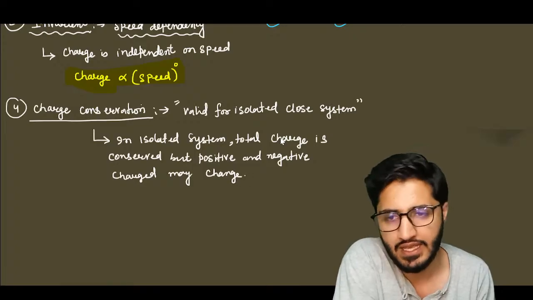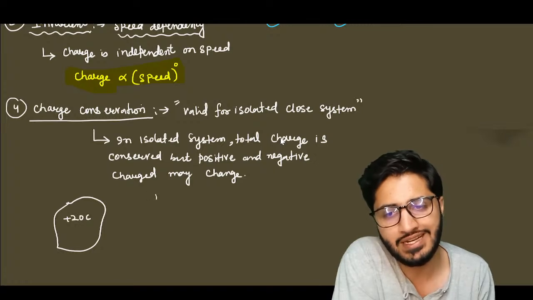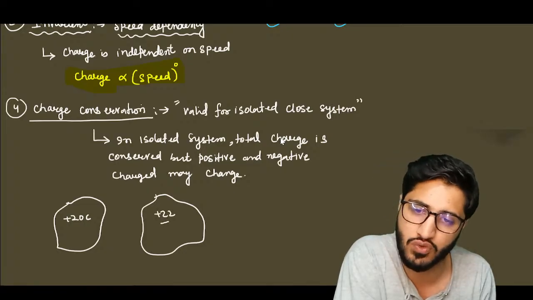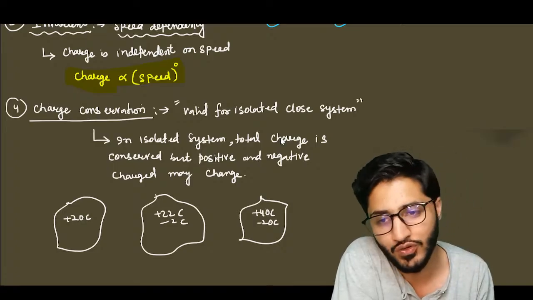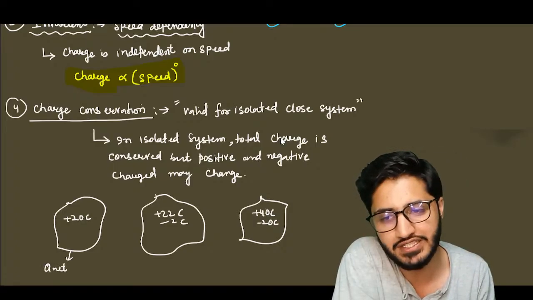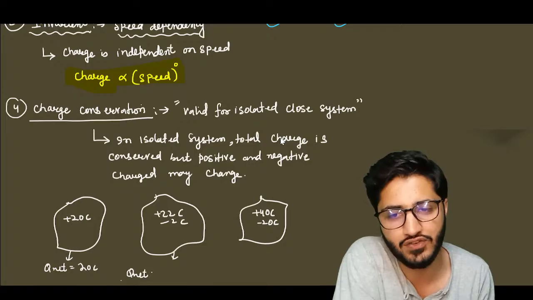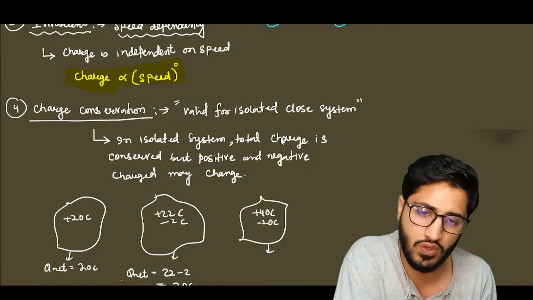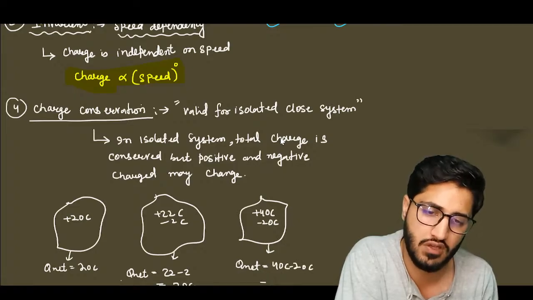Now look at it. If I have a system like this, and this system contains charge plus 20 coulomb. In a second figure, we can observe one more change to it. So I can write plus 22 minus 2 coulomb, or I can write it as plus 40 coulomb minus 20 coulomb. So look, what is the net charge here? Sir, it is 20 coulomb only. Here, what is the net charge? Sir, I can write net charge is equal to 22 minus 2 coulomb, which gives you 20 coulomb. Here, what is the net charge? I can write 40 coulomb minus 20 coulomb, which is 20 coulomb.